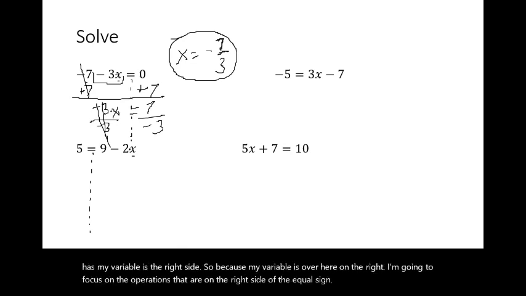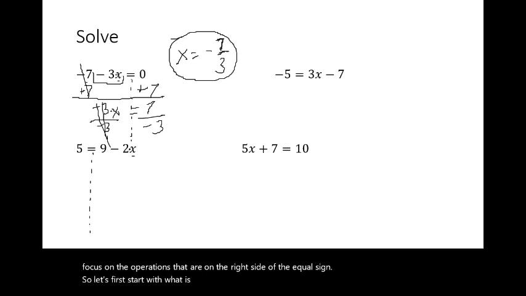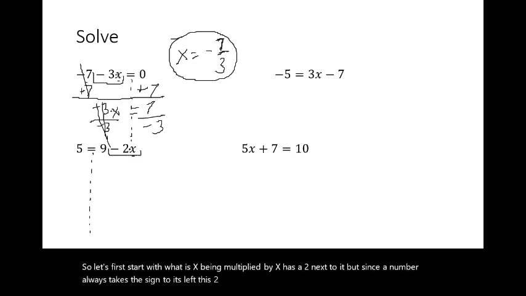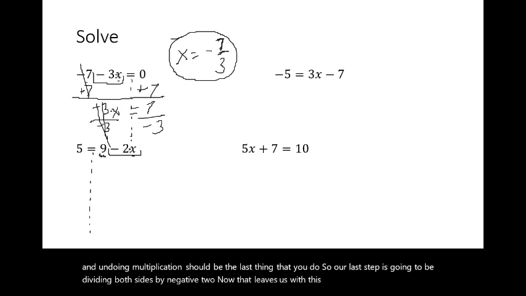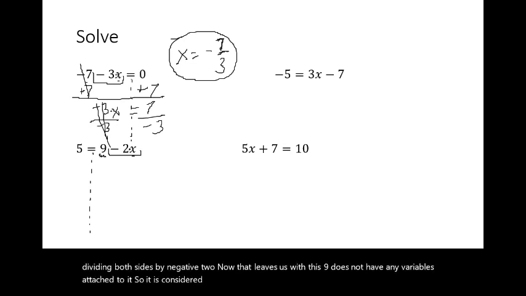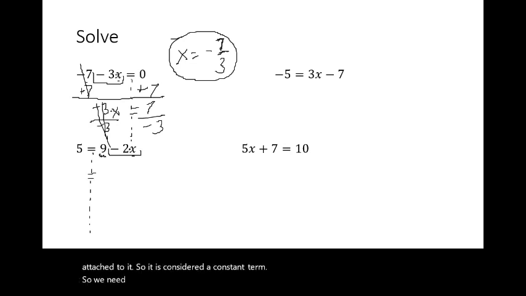So let's first start with what x is being multiplied by. X has a 2 next to it, but since a number always takes the sign to its left, this 2 is technically negative. So x is being multiplied by negative 2. And undoing multiplication should be the last thing that you do. So our last step is going to be dividing both sides by negative 2. Now that leaves us with this 9. This 9 does not have any variables attached to it, so it is considered a constant term. So we need to get rid of it first.